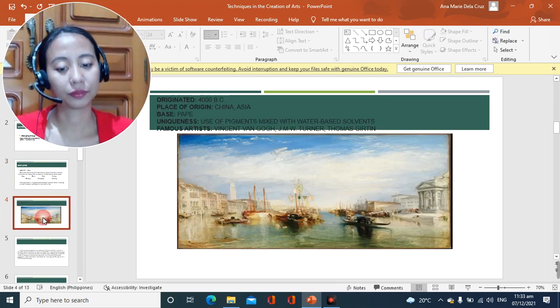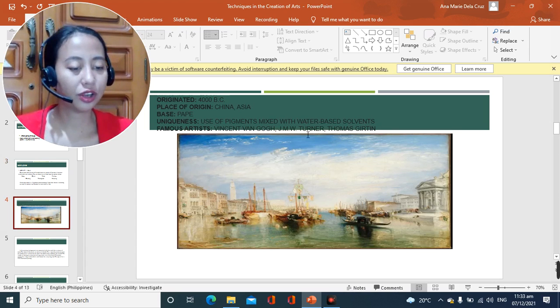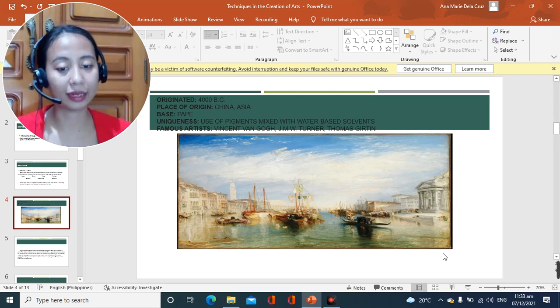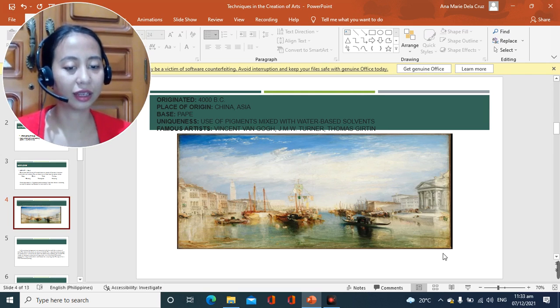Okay, now, what do you observe from the painting? Di ba para siyang 3D, parang real picture. But this is a painting. Now, what are the materials used here? Now, this originated in 4000 BC from China, Asia.